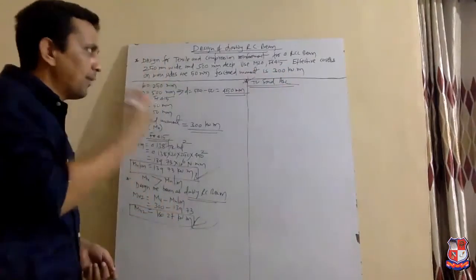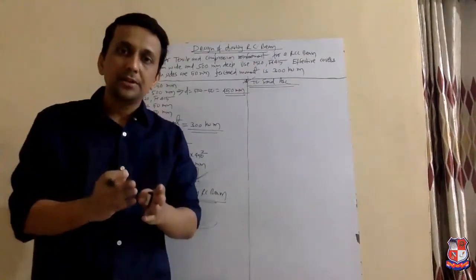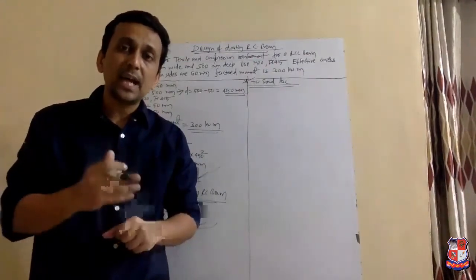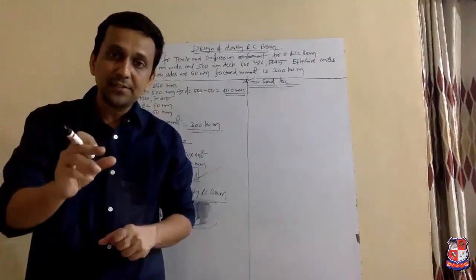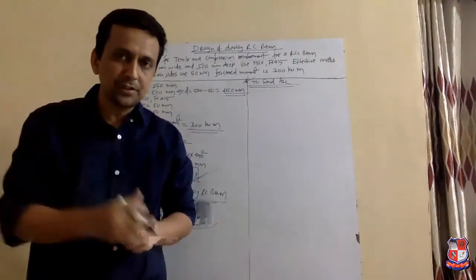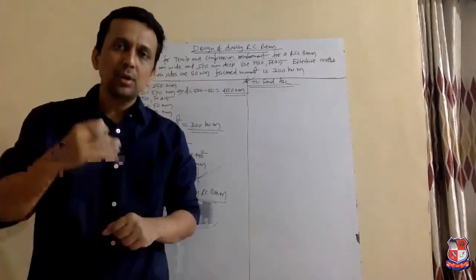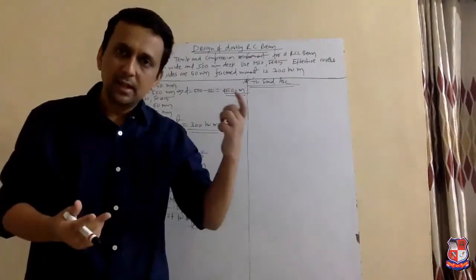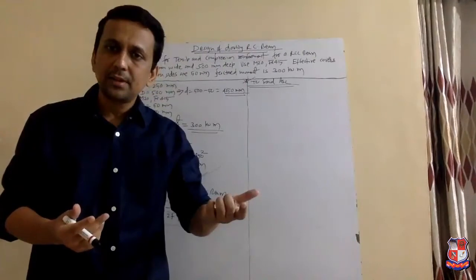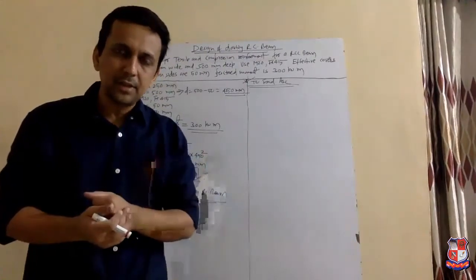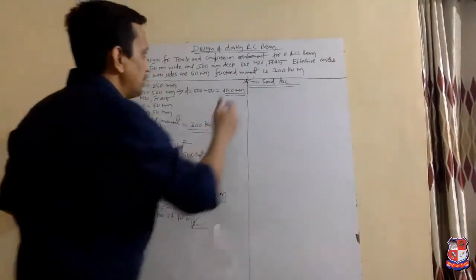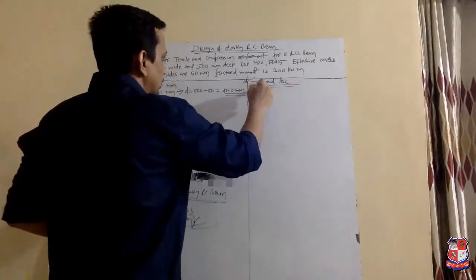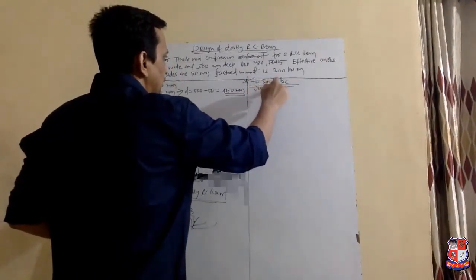So to find ASC, first we need to find the FSC, stress in steel in compression zone, right? So we have two options to find the FSC, using handbook as well as using IS 456. So we will use both the methods. First, using handbook.